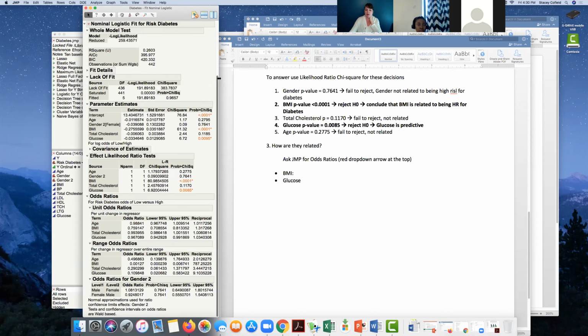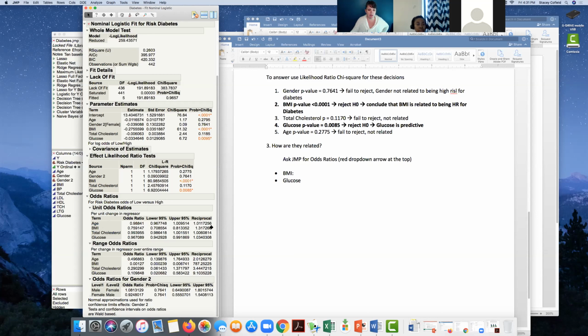If a variable is not related, then the risk is 1, right? You're equally likely to be low risk or high risk. So gender isn't predictive. Knowing somebody's gender, males to females, they're equally likely to be high risk. Doesn't help me. In BMI, what you get here, we want to look at per unit change.